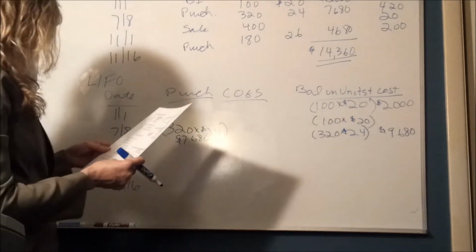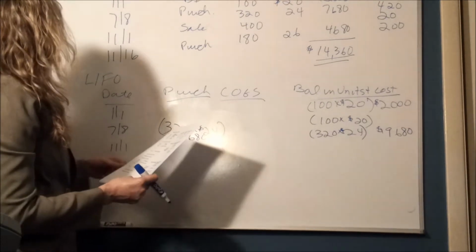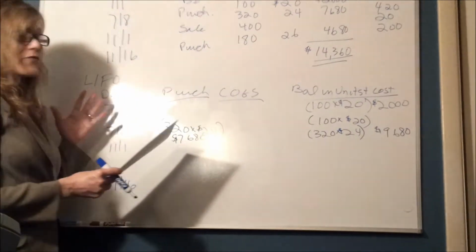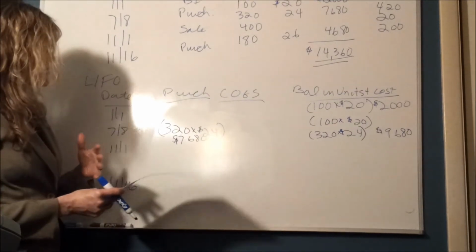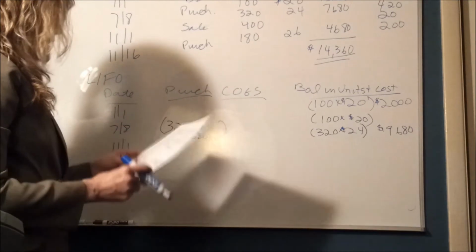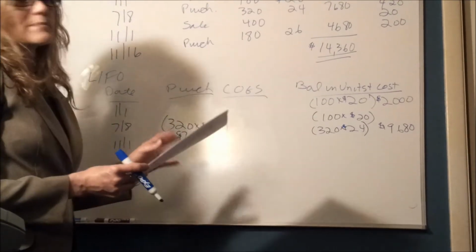Here's where the difference comes in once we make a sale. So on November 1st, we sold 400 items. Now with FIFO, remember, the first items we purchase are the first items we consider we sold. However, with LIFO, it's different. It's the last item we purchase that we consider to be the first item sold.